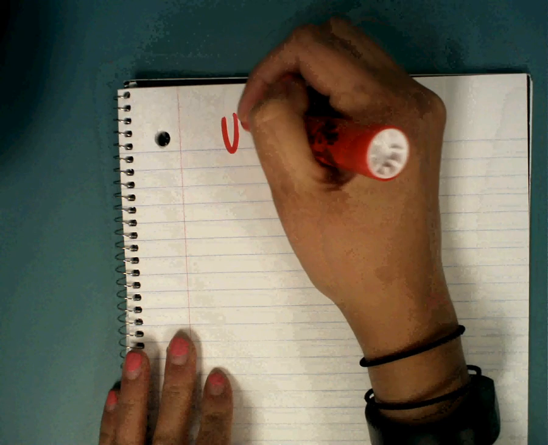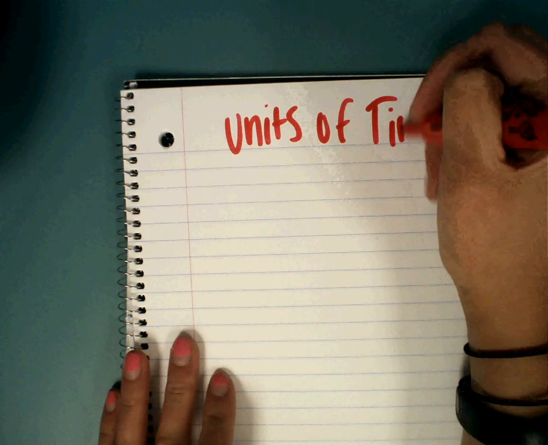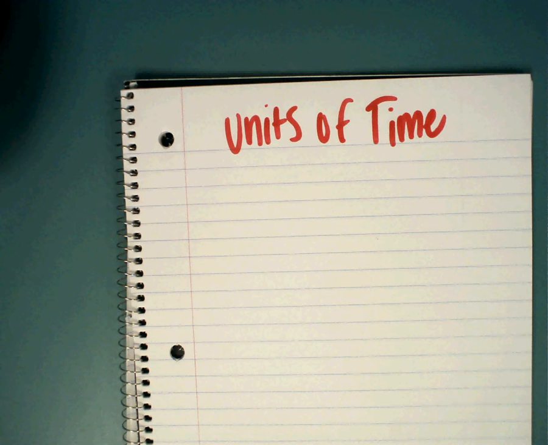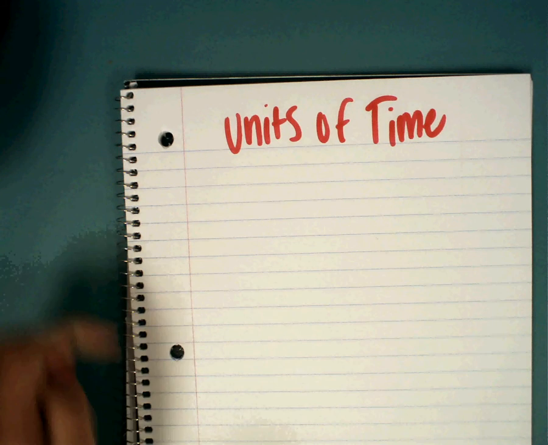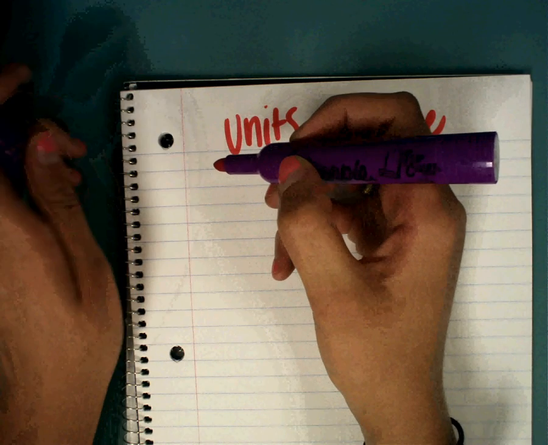So let's go ahead and put our title of our journal entry: units of time. And we're just going to say that this equals this, this equals this, this equals this. We're just going to follow that pattern. So let's talk about just one thing at a time. First, let's talk about minutes, hours, days, weeks, months, and go that route first.